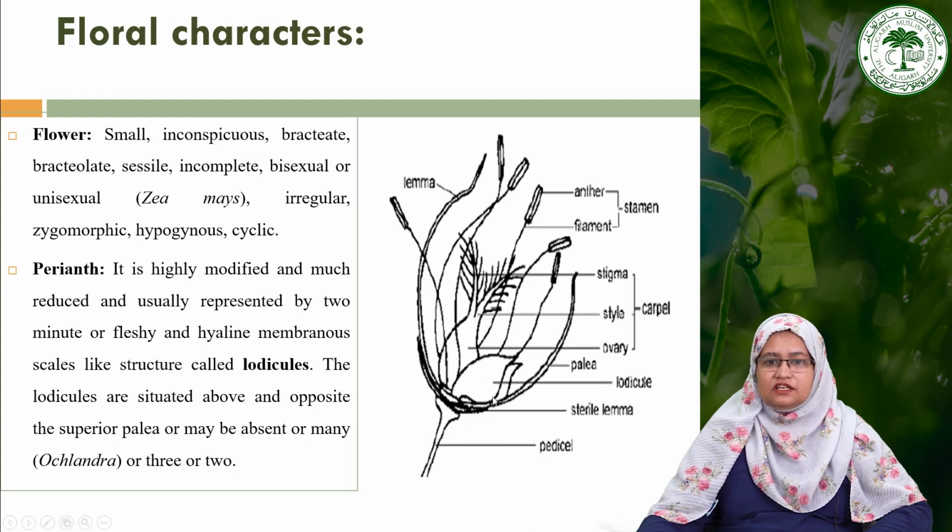Palea, as you can see here. So this is the flower. This is the lemma, this one is the palea. Here you will find the lodicule, showing that this is the reduced perianth.